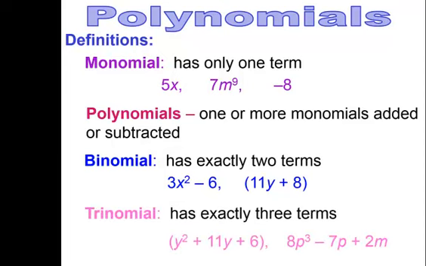Another special type of polynomial is called a trinomial, and a trinomial has exactly three terms. You could see a trinomial in parentheses with this y squared plus 11y plus 6, or separately like 8p to the third minus 7p plus 2m. So these are trinomials because there's exactly three terms.